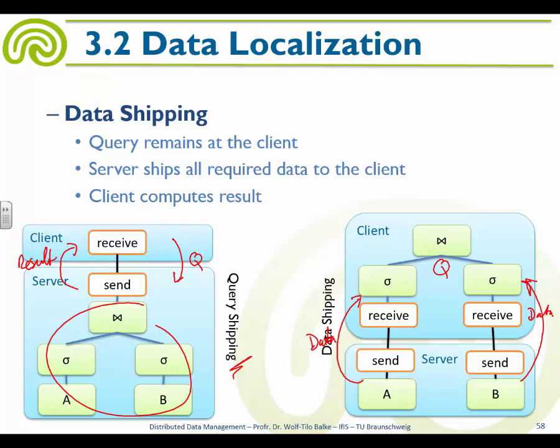And then the client can perform the query, do whatever, and computes the result. So the result does not have to be shipped. If the combined data is smaller than the query plus result set, you got a deal, right? Usually that will not be the case. Base data is usually much bigger than result sets.